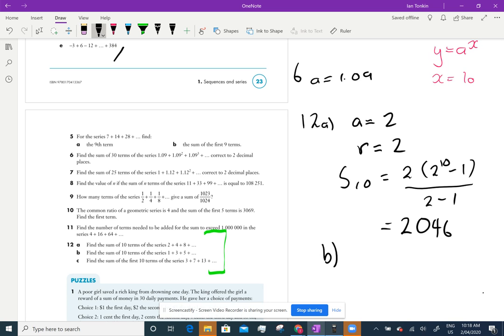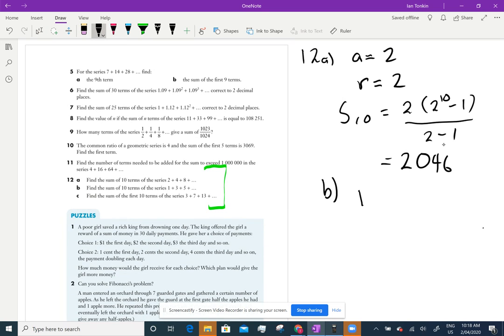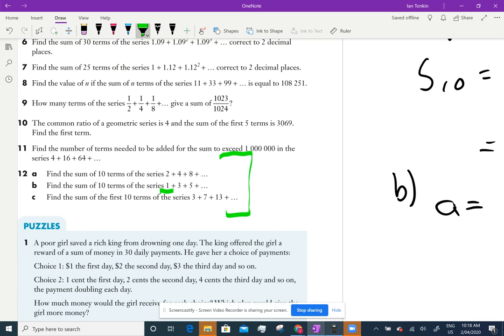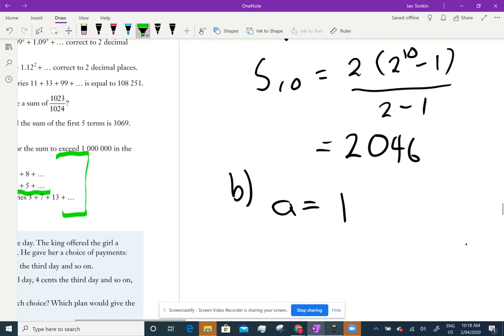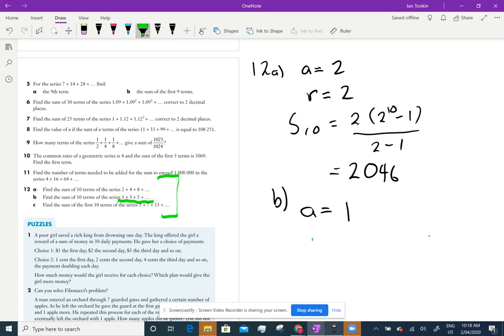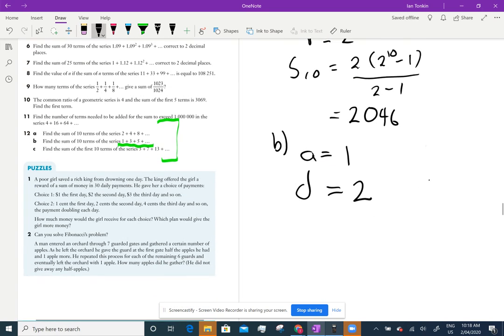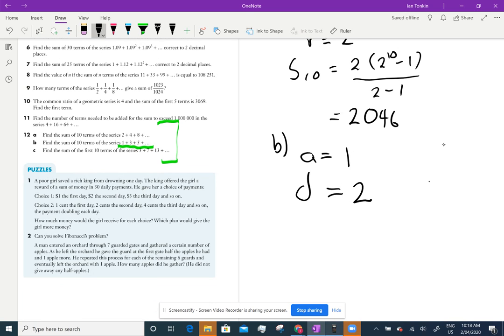And then in B, I've got to do S of 10 of the next one. Well, let's have a look. a is 1, but you need to have a good look at this. This is not a geometric series. It's an arithmetic series. It's going up by 2. It's the sum of the odd numbers. So we don't have a common ratio. We have a common difference. So d equals 2.